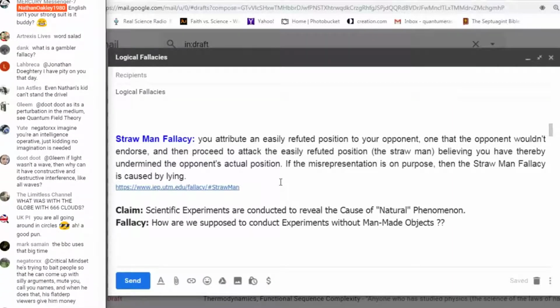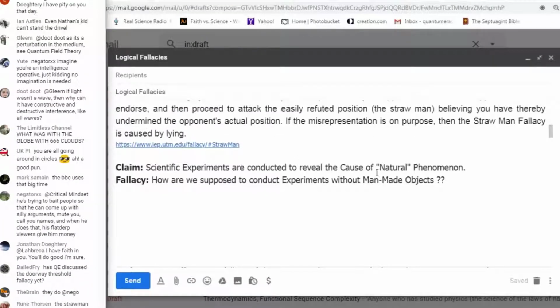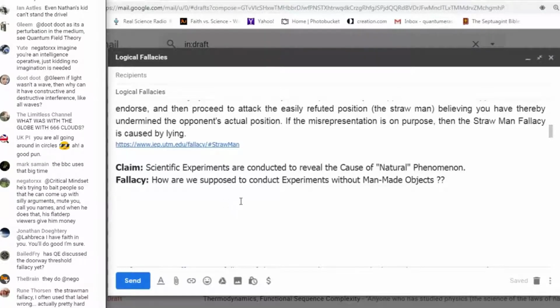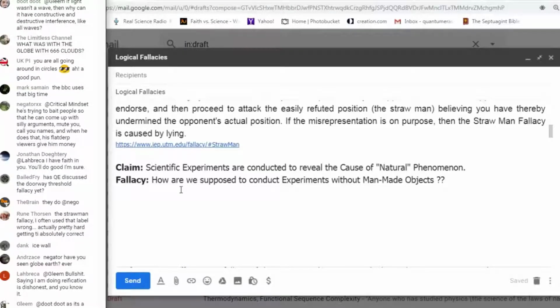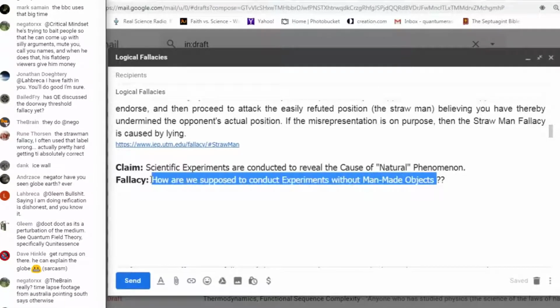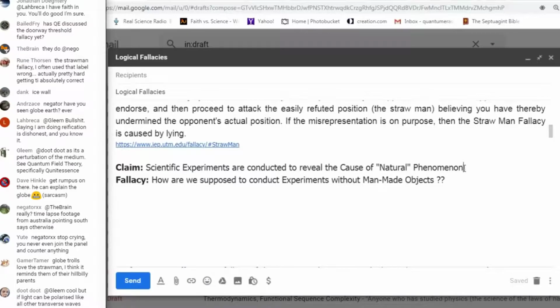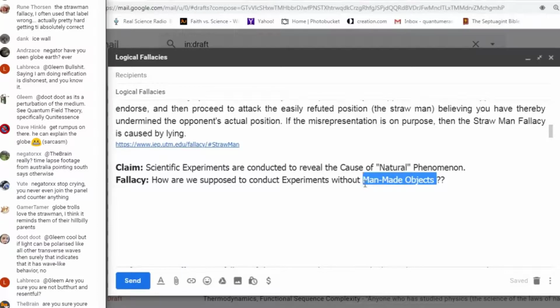The quintessential example of this, and we'll use a recent experience of it, and it continues. I think I heard it yesterday or the day before, but the claim: scientific experiments are conducted to reveal the cause of natural phenomena. The fallacy comeback: how are we supposed to conduct experiments without man-made objects? So you see the straw man here. This is a straw man to this argument because that's not what we're saying. I mean, it's ludicrous to even consider a physics experiment without some man-made objects in it. It would be impossible to do the experiment.